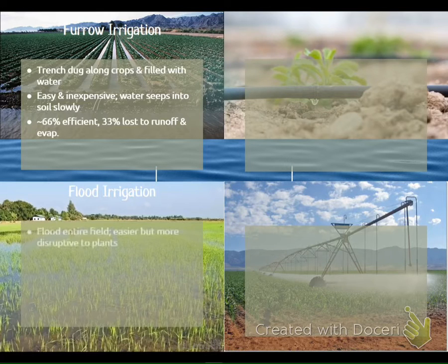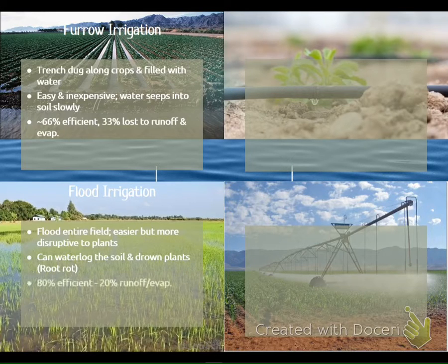Flood irrigation is terrible. You flood the entire field, but it's very disruptive to the plants. Why? Because it waterlogs them. It basically waterlogs the soil and drowns the plant, which we'll go into a little bit more. It's basically called root rot. It's 80% efficient, only 20% runoff because it's surrounded by berms.